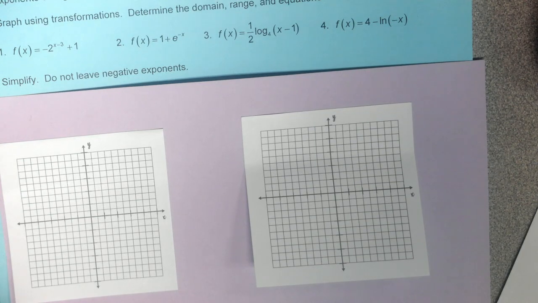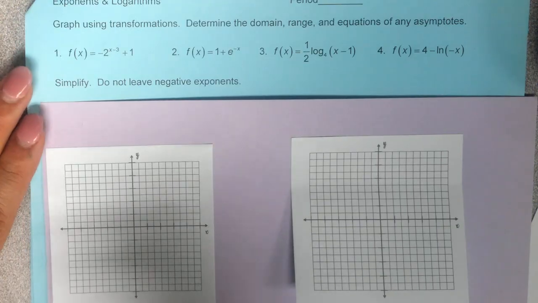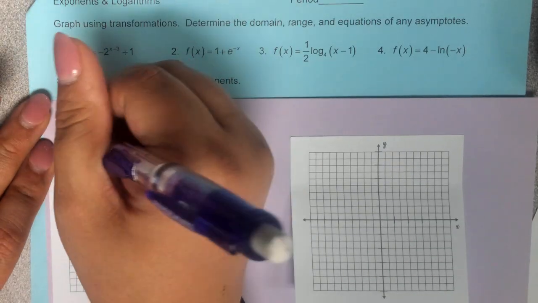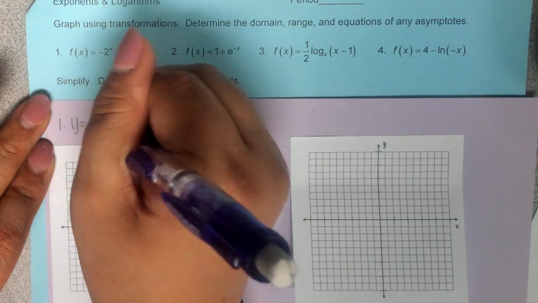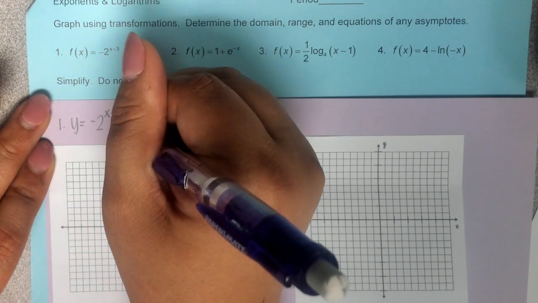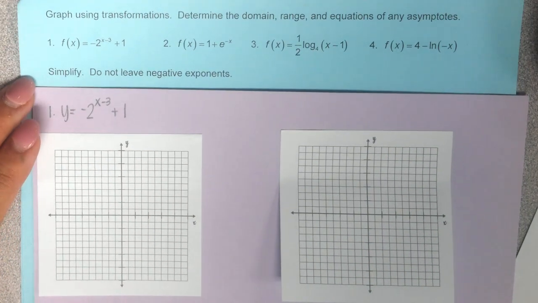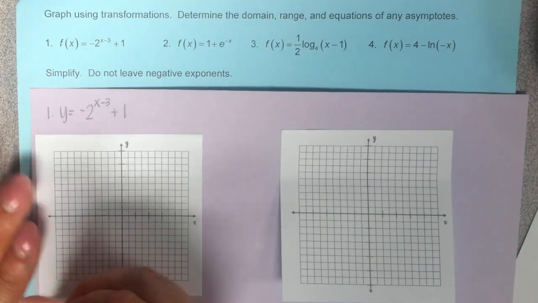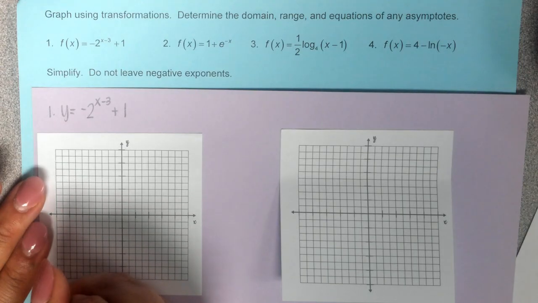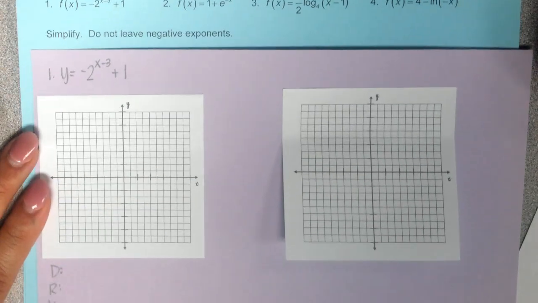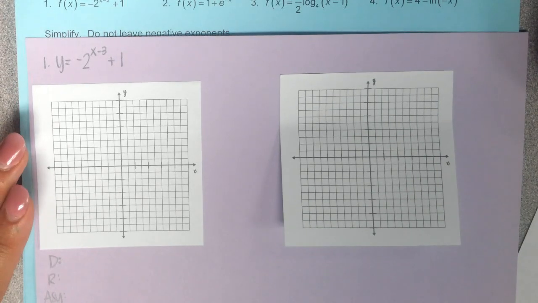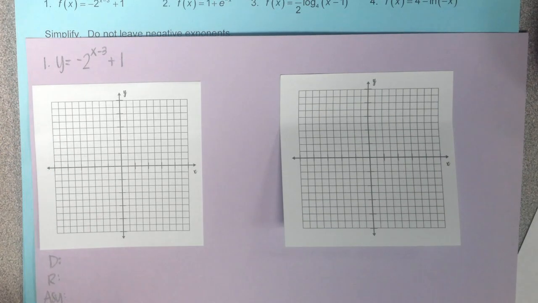All right, on the review, number 1 says graph y equals negative 2 to the x minus 3 plus 1. It says determine the domain, range, and equations of the asymptote. So I want the domain, the range, and the asymptote equation. All right, so first what I'm going to do is I'm going to lightly graph the parent function.